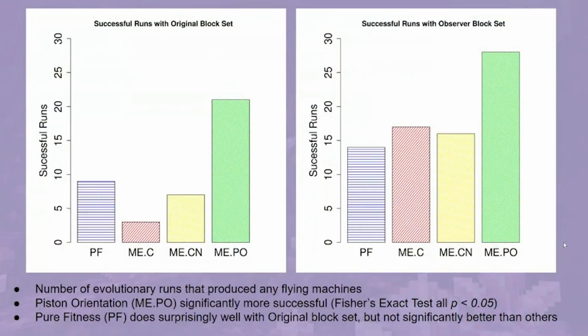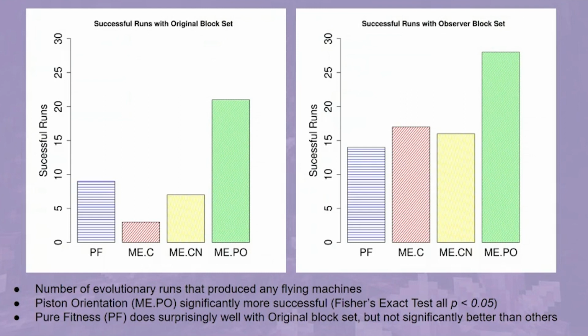And then these are our results. So these two graphs show the number of runs that were able to generate a flying machine. As we can see, the piston orientation did by far the best in both of the block sets, and they did statistically significantly better, as they all had a p-value of less than 0.05.